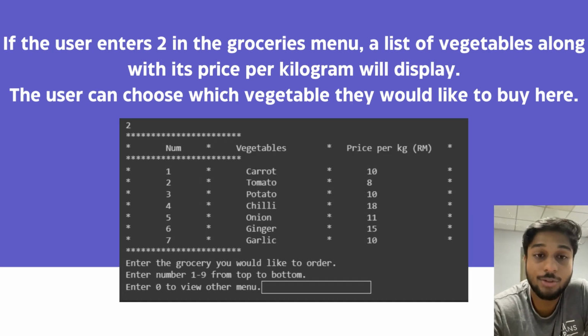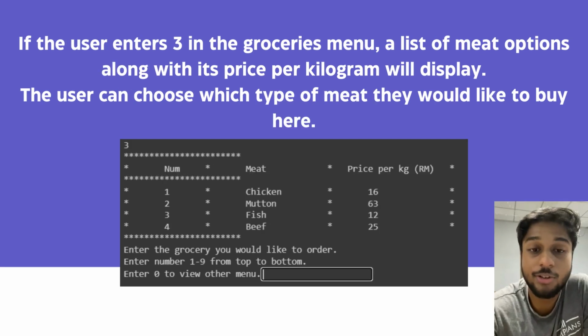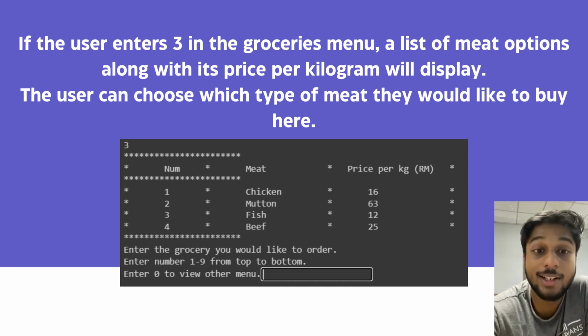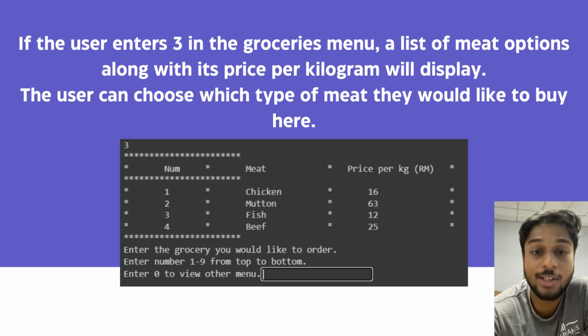If the user enters 2, however, in the groceries menu, then a list of vegetables alongside its price per kilogram will appear. The user can then choose what type of vegetable they would like to buy here, and the user also has 7 options to choose from. If the user enters 3 in the groceries menu, then a list of meat options alongside its price per kilogram will display. The user can choose which type of meat they would like to buy here, and they have 4 options of meat to choose from.